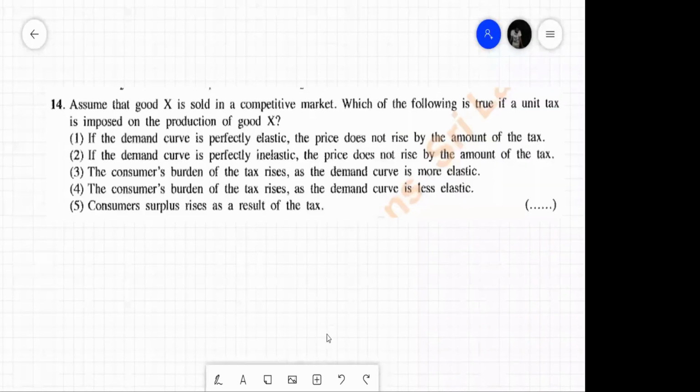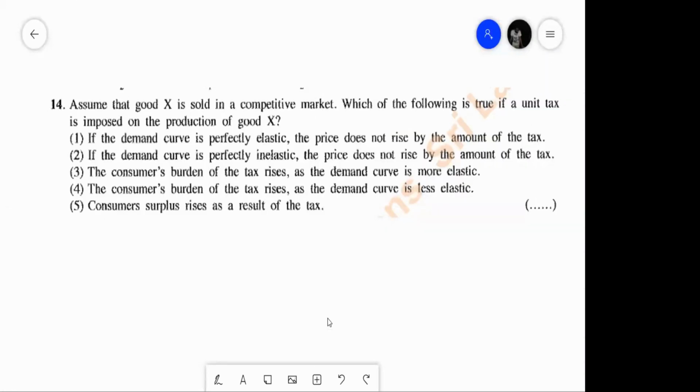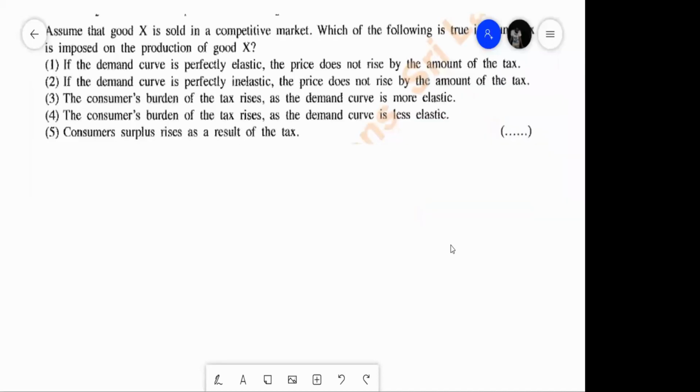Question number 14. They say assume that good X is sold in a competitive market. Which of the following is true if a unit tax is imposed on the production of good X? Okay, good question. If the demand is perfectly elastic, price does not rise by the amount of the tax.